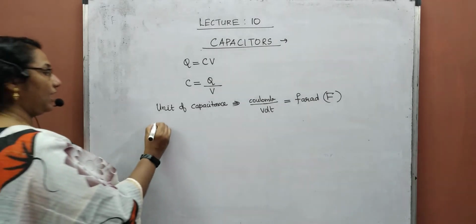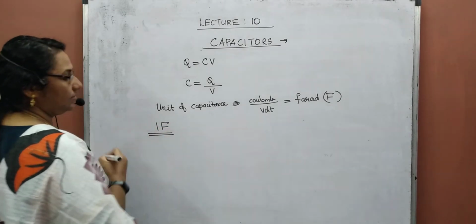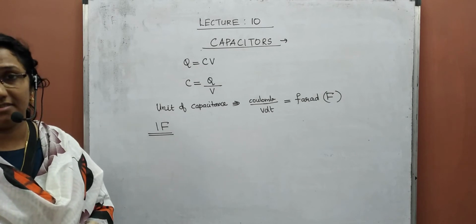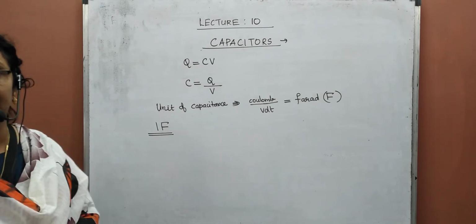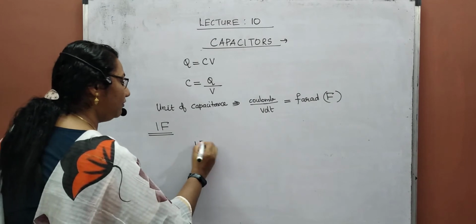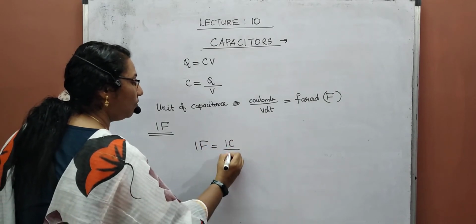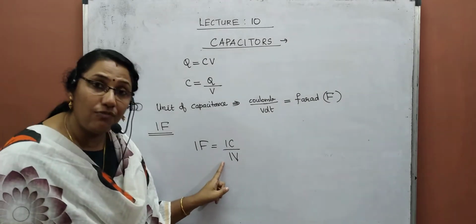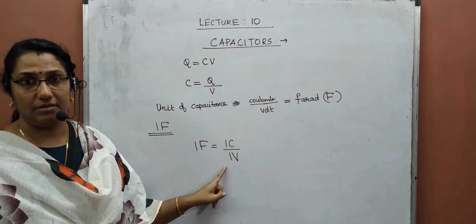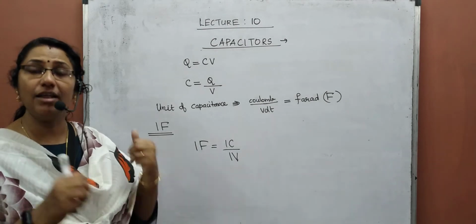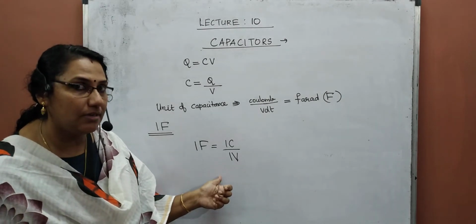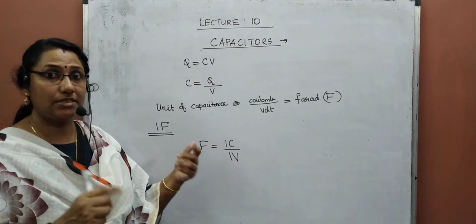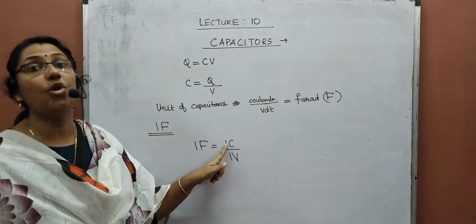So, how can you define 1 farad capacitance? If the question is like this, what is this 1 farad capacitance? We will write 1 farad is equal to 1 coulomb by 1 volt. That means, if we have provided 1 volt of potential difference to a capacitor, suppose it stores 1 coulomb of charge inside it.